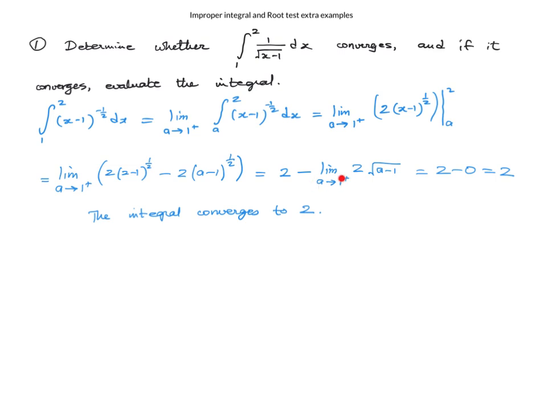Now again, it's important that a is coming in from the right to 1, because otherwise this would not be defined for real numbers. But since we're talking about values larger than 1 coming in, something larger than 1 minus 1 is positive, and therefore this is an acceptable real number. As a gets closer and closer to 1, that limit is going to go to 0. So I end up with 2 minus 0, which is 2, and I can say the integral converges to 2. Now if I could not evaluate this limit, or I was going to get infinity or something like that, then I would say the integral diverges, but in this case it converged.